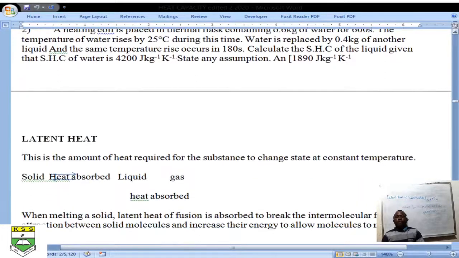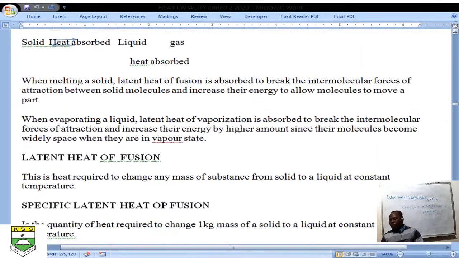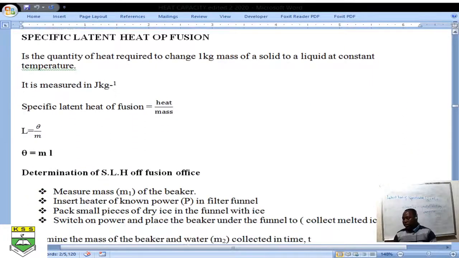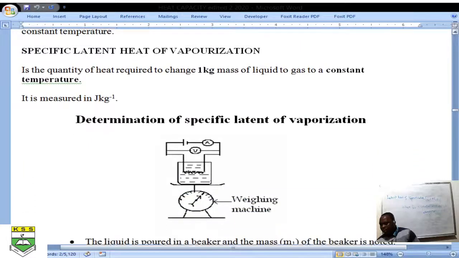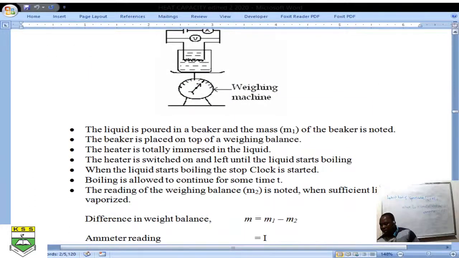So if at all, I'm trying to show you here the work. It is just close here. That diagram is there. So hoping you can see there.